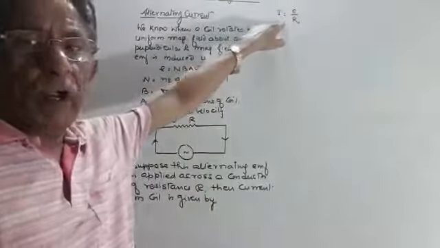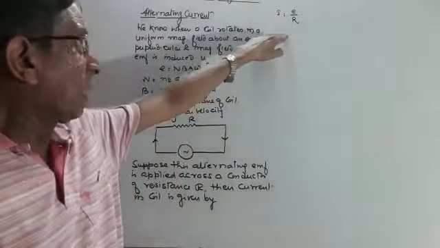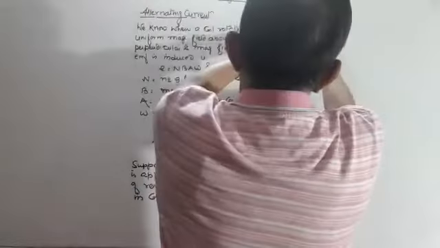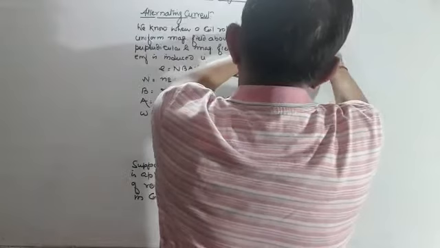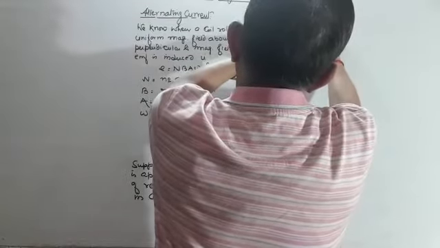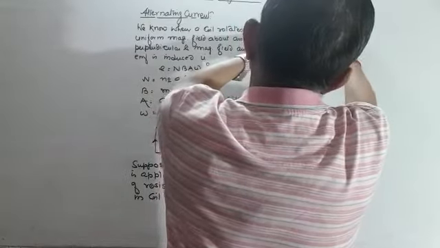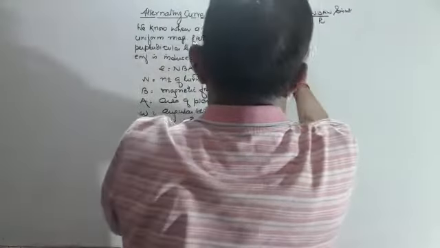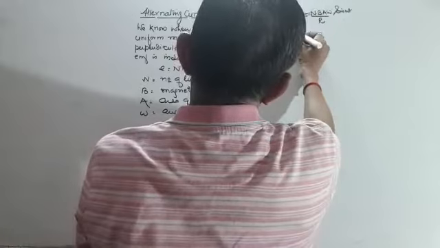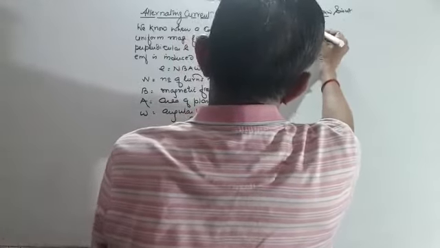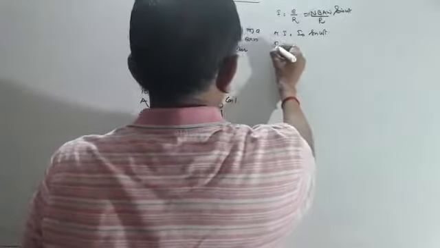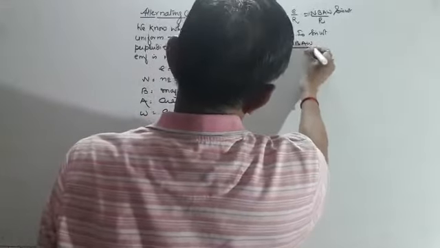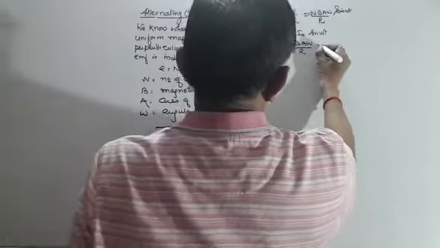I is equal to what? E upon R. Current is equal to applied EMF upon resistance. So E is equal to what? E is equal to NBA omega sin omega t upon R, or I is equal to I naught sin omega t. What is I naught? I naught is equal to NBA omega upon R.